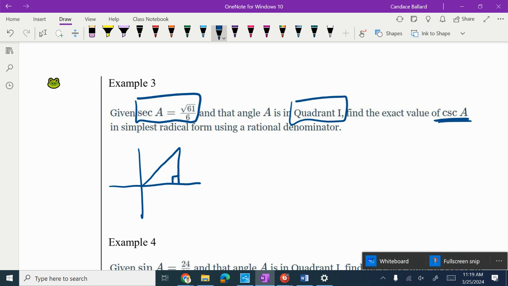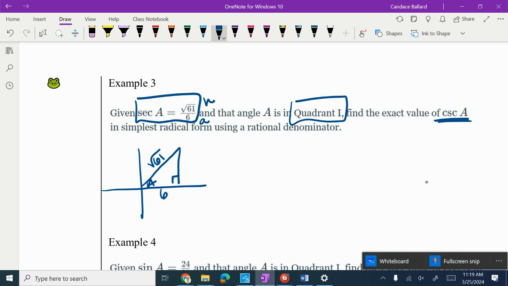This is my reference angle. If you want to call it A, you can. I guess they called it A instead of theta, so technically, I should probably call it A. So secant, let's talk about this in SOHCAHTOA world. What's secant? What over what? Hypotenuse over adjacent. So on my hypotenuse, I'm putting square root of 61, and on my adjacent, I am putting 6.